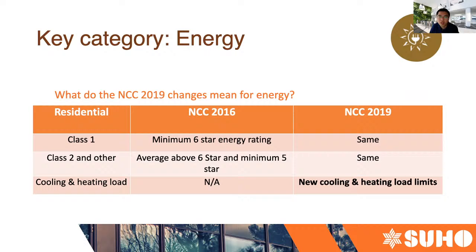So what do the NCC 2019 changes mean for energy? For the residential part, for class 1, it's the same: a minimum 6-star energy rating. For class 2 and other, it's also the same, which means an average above 6-star, and for each apartment, the minimum rating is 5 stars. But here is something new in NCC 2019. NCC 2019 introduced the new cooling and heating load limits, which means in terms of design, you should be very careful with all your glazing and wall ratios, as it will impact a lot on the cooling load. And this is something which we didn't take into consideration in the NCC 2016.